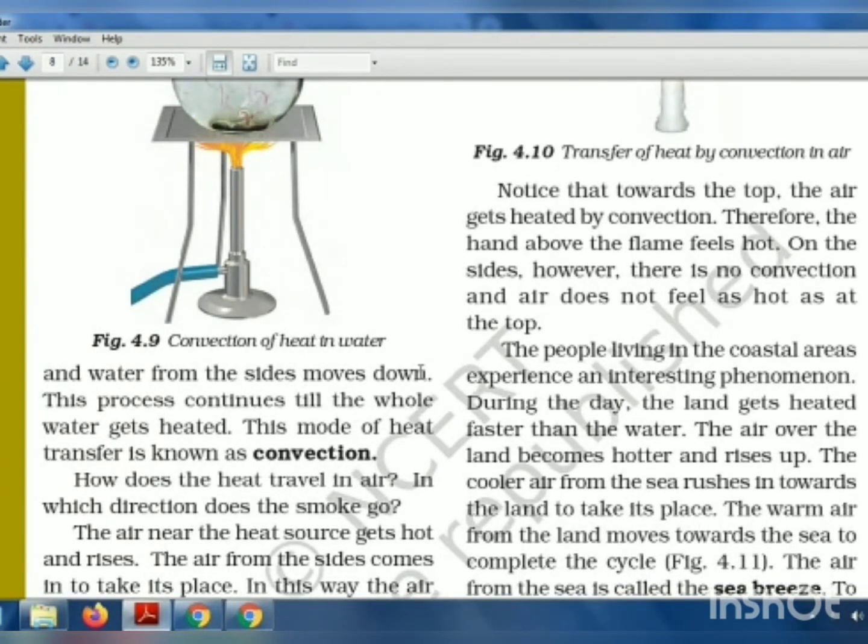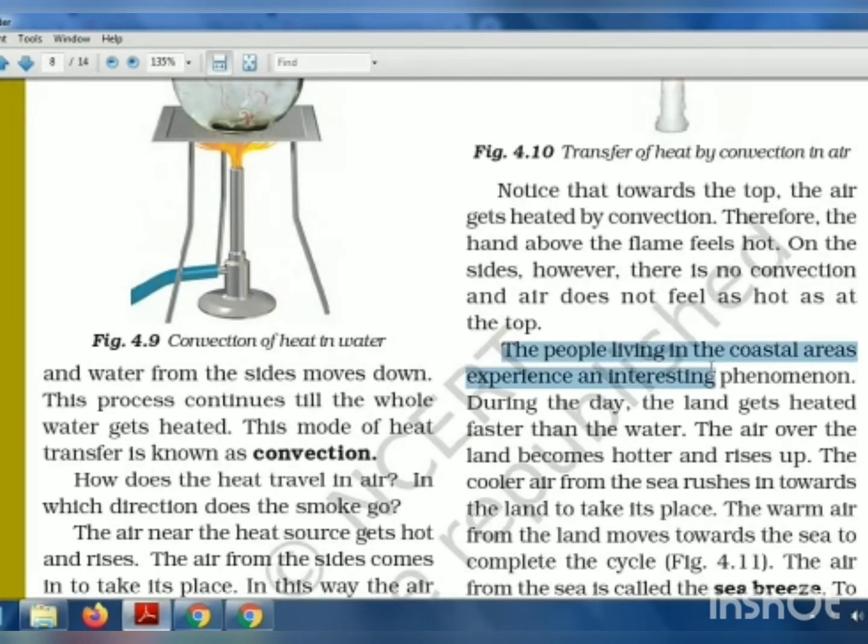Now we have seen how heat gets transferred in solid, liquid and air. In solid, the method of transferring heat from one point to another is called conduction, whereas the transfer of heat which takes place in liquid and air is called convection.